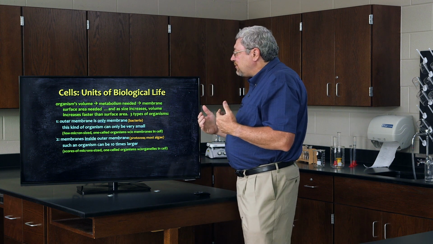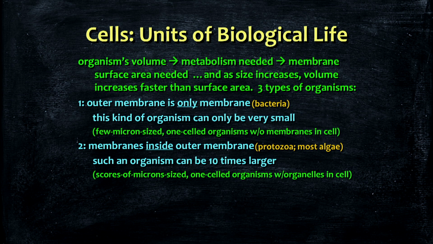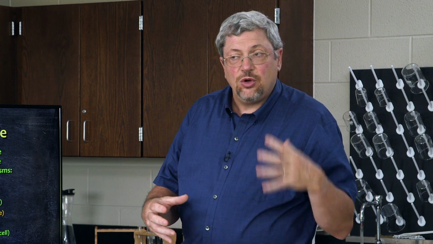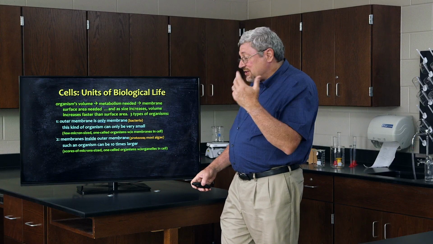So a second type of organism are those that not only have membranes on the outside of the cell, but have membranes on the inside of the cell. They have organelles inside the cell. These are the protozoa and many of the algae. These organisms can get up to 10 times the size of a bacterium. They can get 10, 20, they can even get as much as 100 microns in size. 1/10,000th of a meter in size. But there's a limit there.